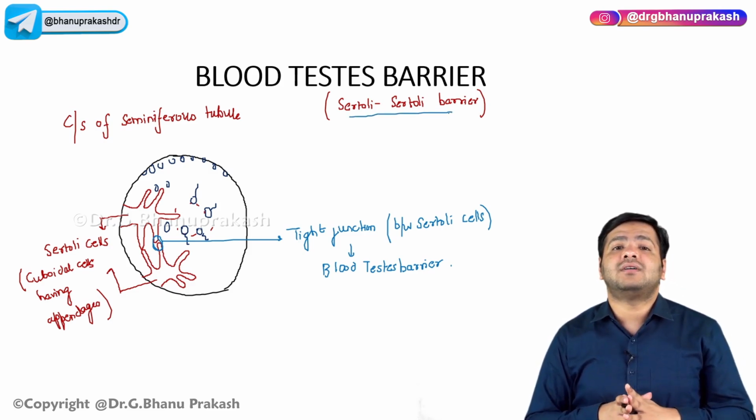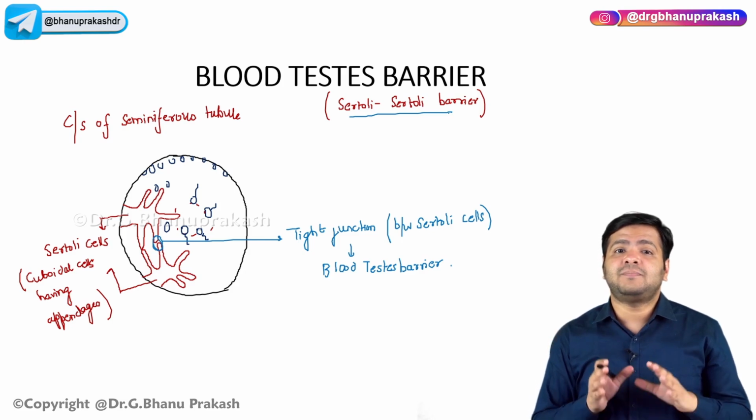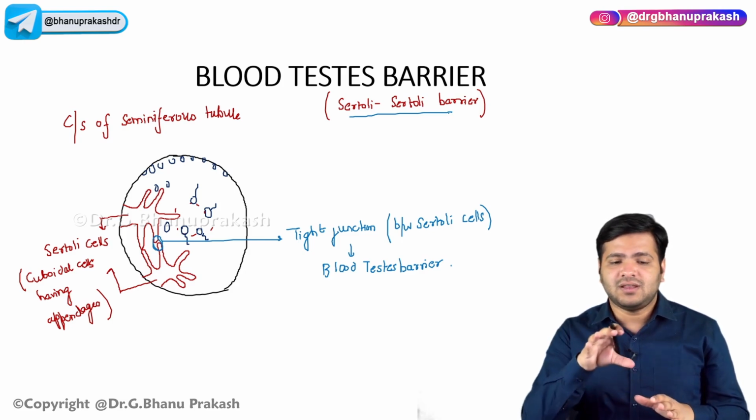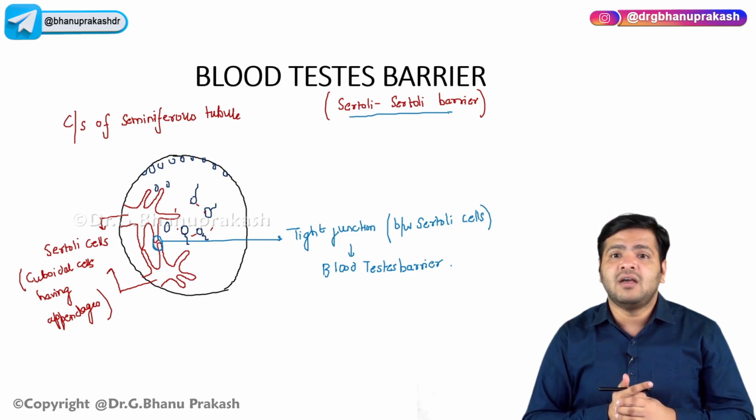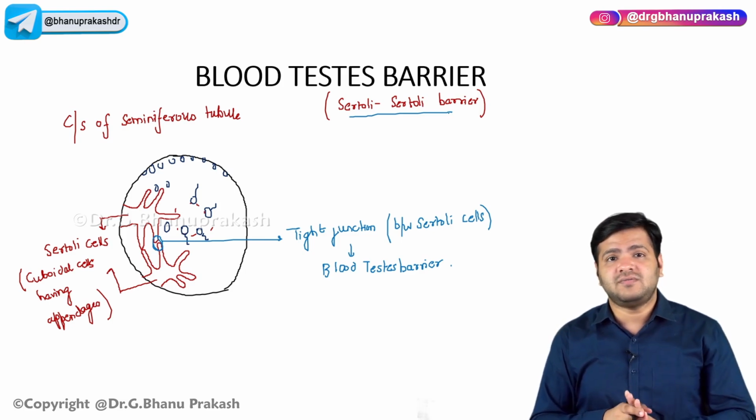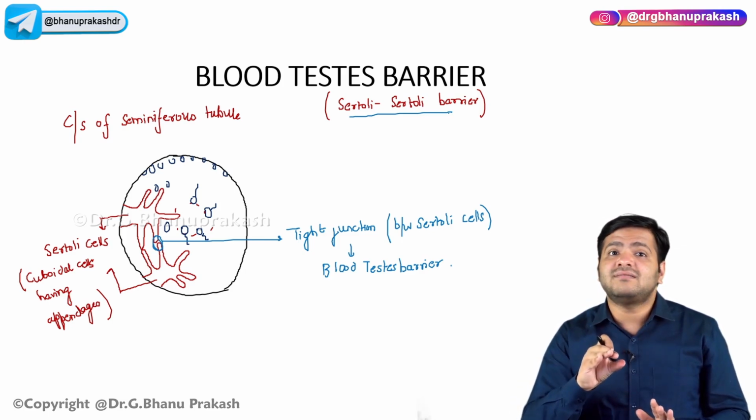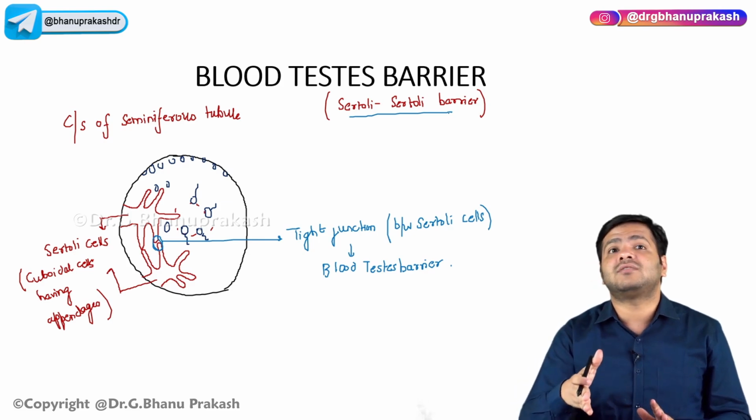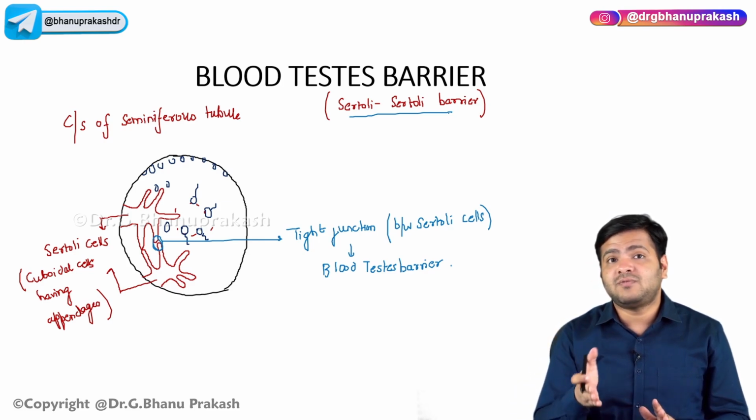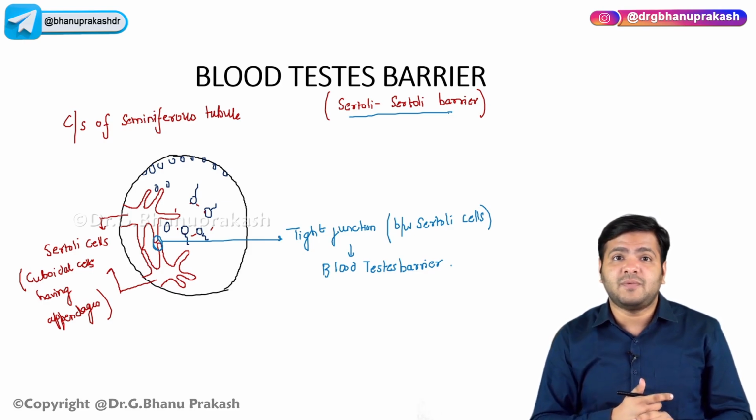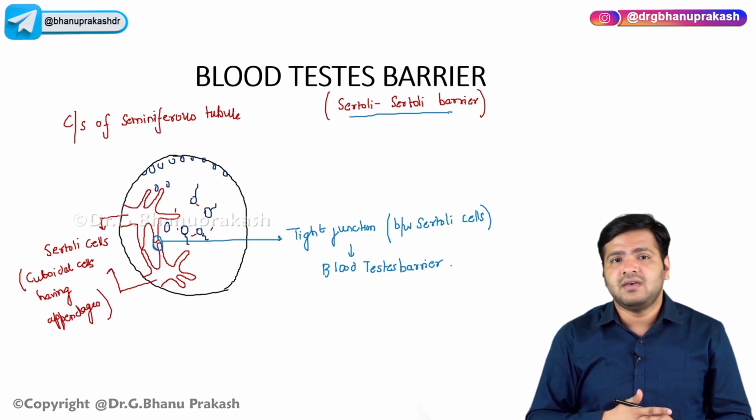Now, why is this junction important? Because it prevents the mature germ cells from the toxins that are present in the blood. The toxins in the blood cannot reach the germ cells and damage them. So for the prevention of these toxins from the blood vessels, they form these tight junctions, right?